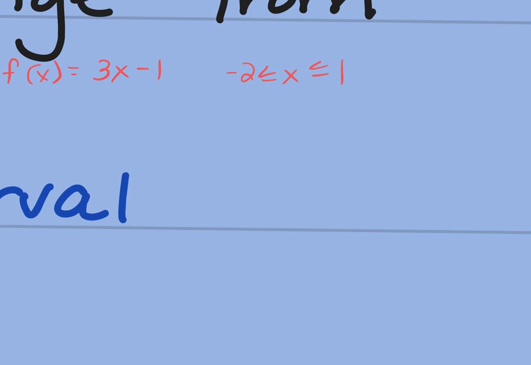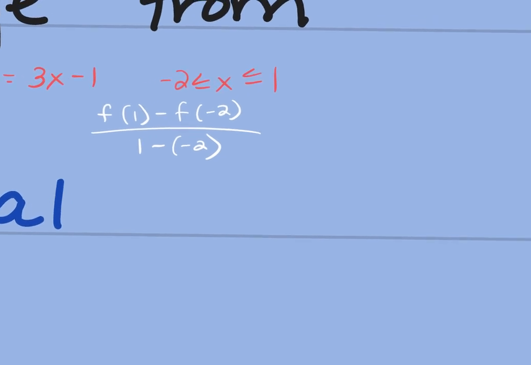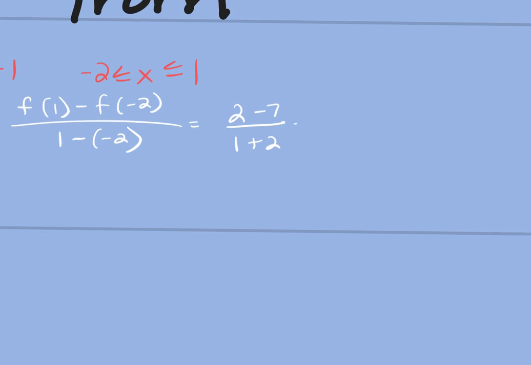So if it says the interval, then I'm going to do f of 1, the second one, minus f of -2 over 1 minus -2. And then I would plug them in. F of 1, plug it in, I'd get 3 minus 1, which is 2. F of -2, 3 times -2, -6, minus 1, which is -7, over 1 minus -2, which becomes 1 plus 2. And this would be -5/3.